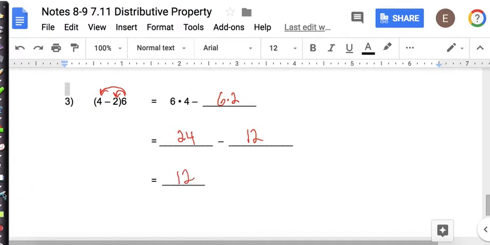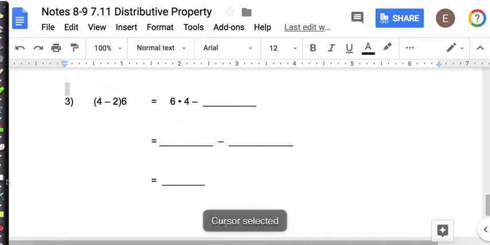So you've just learned the distributive property, which is a way to break down really large numbers into two smaller numbers and multiply it together to make it easier.